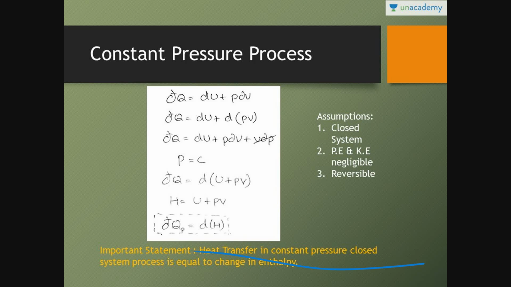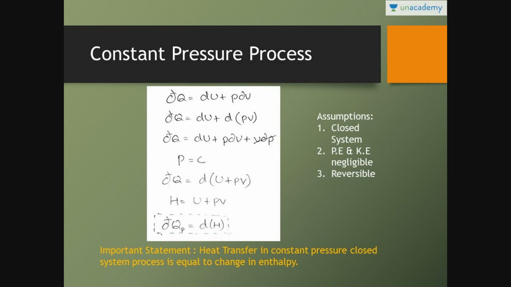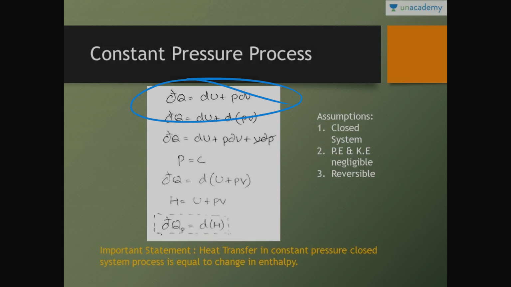Heat transferred in a constant pressure closed system process is always equal to the change in enthalpy, whereas heat transfer in a constant volume process is always equal to the change in internal energy. For constant volume, change in internal energy. For constant pressure, change in enthalpy. These are some of the important assumptions: closed system, potential and kinetic energy negligible, and reversible, obviously, because we have used the reversible equation.